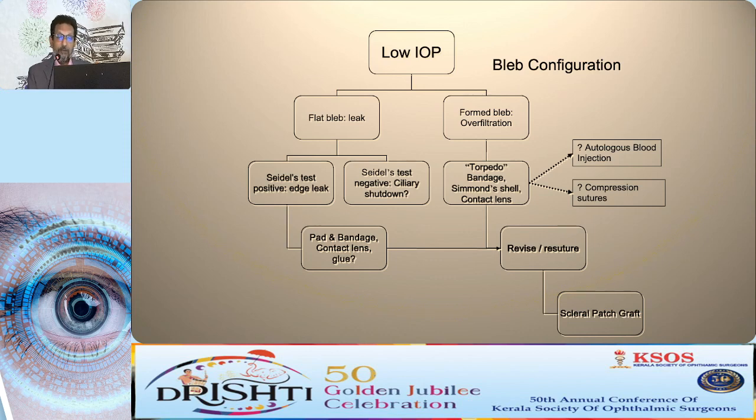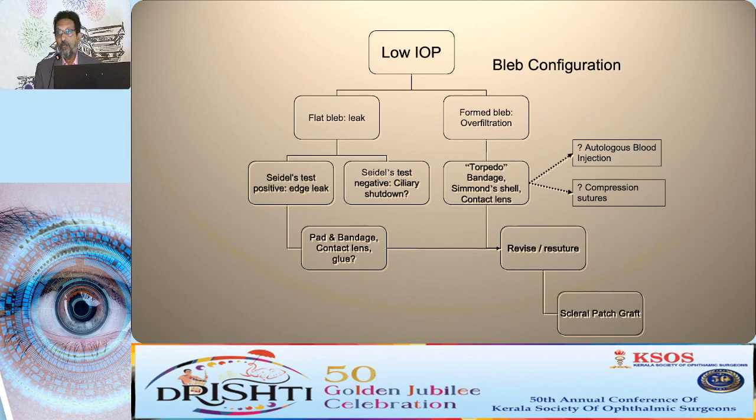And sometimes if you have a Siedel's test negative, but still low IOP and a flat bleb, then you have to assume ciliary shutdown. Now, if we go on to the other side of that, you have a formed bleb with low IOP. That indicates that it's overfiltering. You can try and stop the overfiltering by encouraging a little bit of scleral flap healing with pressure over the bleb. You can do that pressure with a so-called torpedo bandage. You roll up a pledget of cotton wool till it's a nice hard little spindle-shaped thing, and put that over the eyelid and tie a pad and bandage over it.